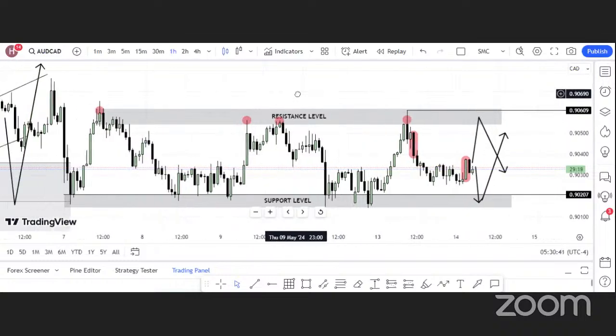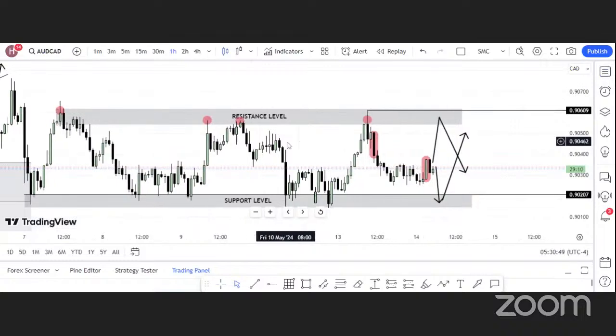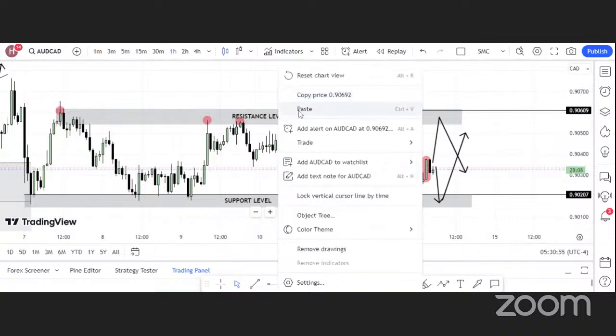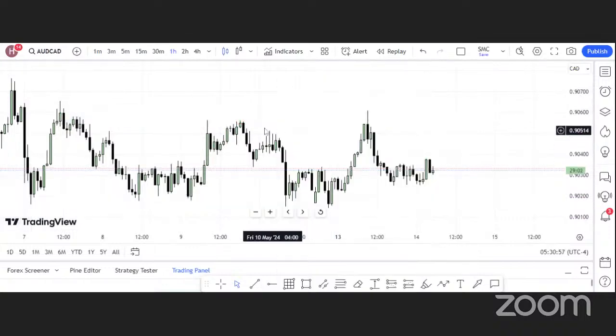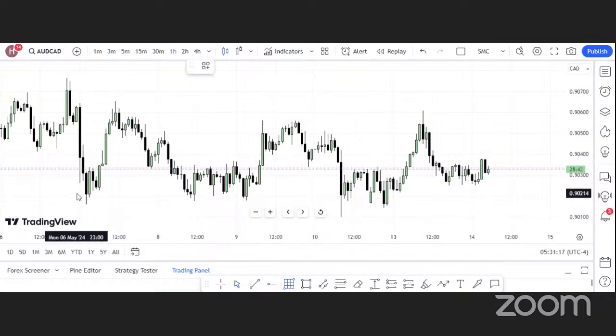All right. Let me take the support and the resistance level again. I'm going to delete everything here. So the support and the resistance level. Now, a support level is a price point where the market sells to and then starts to buy. So a support level is a price point where the market sells to and then starts to buy.